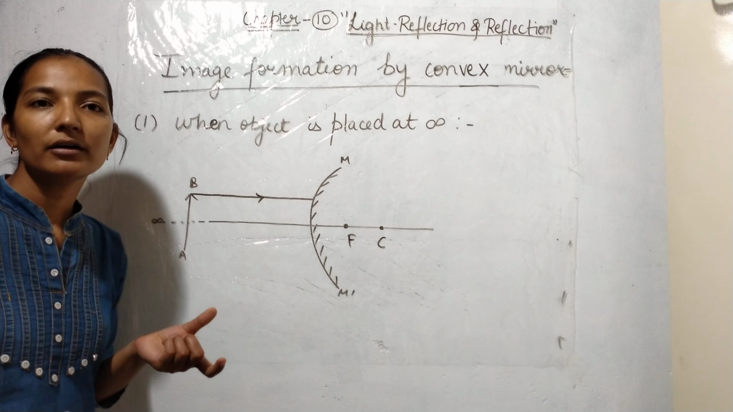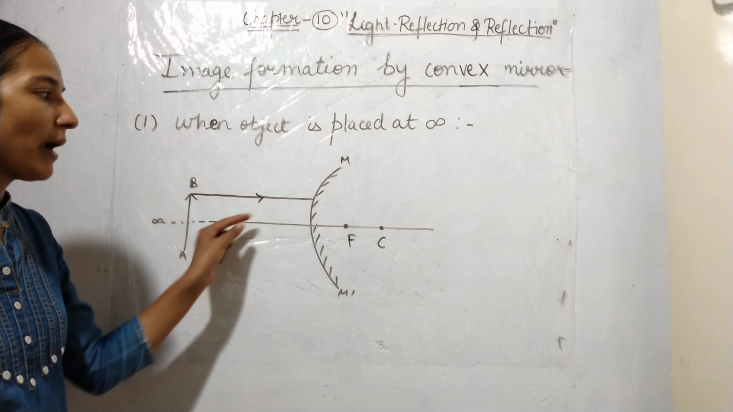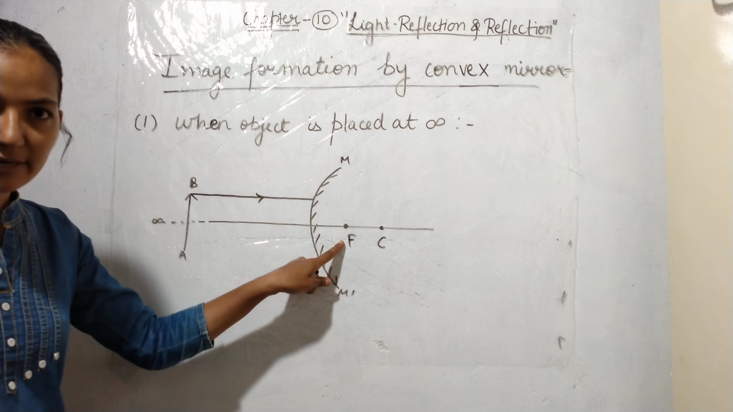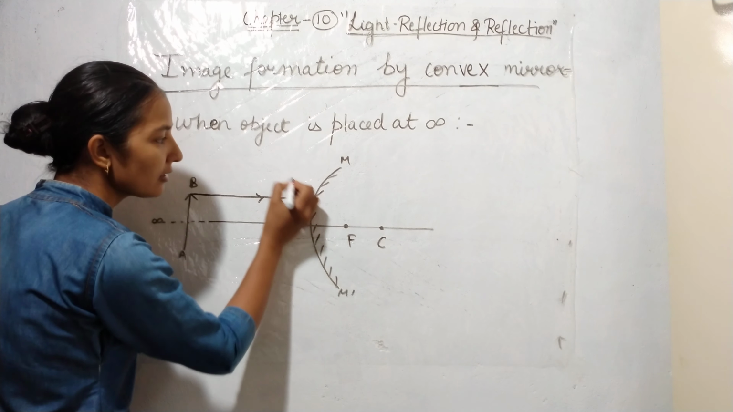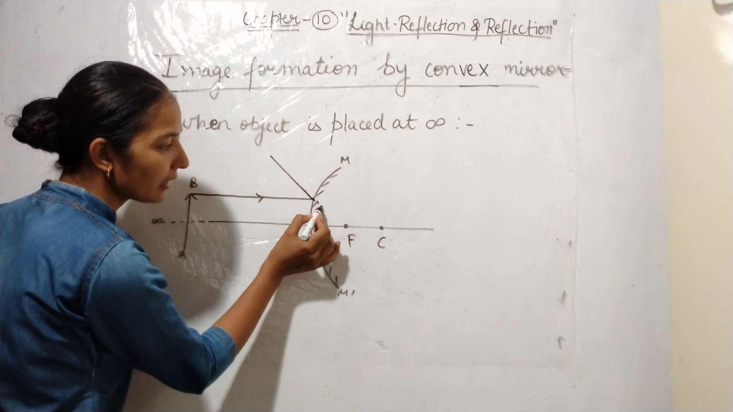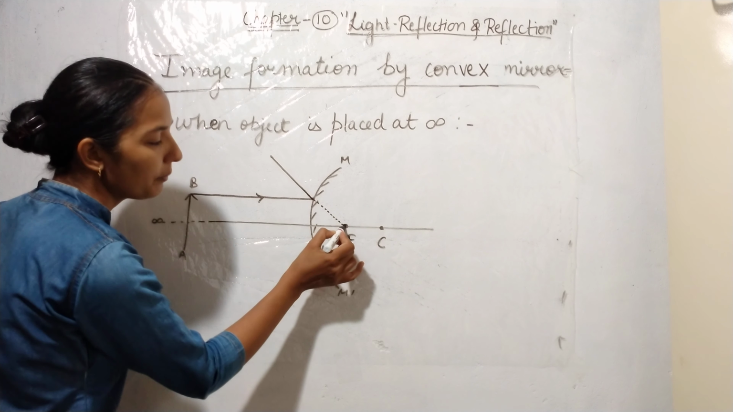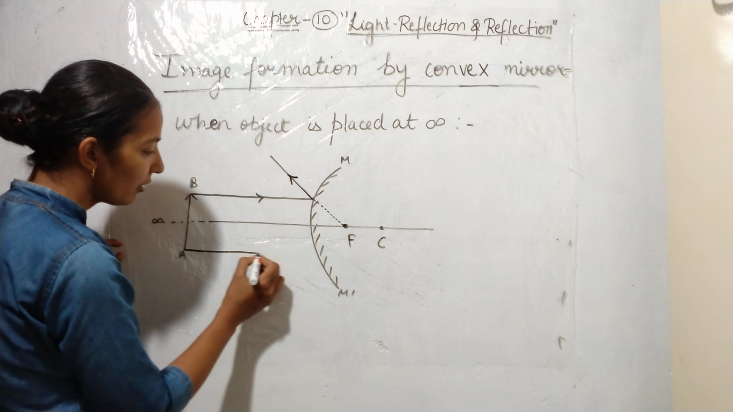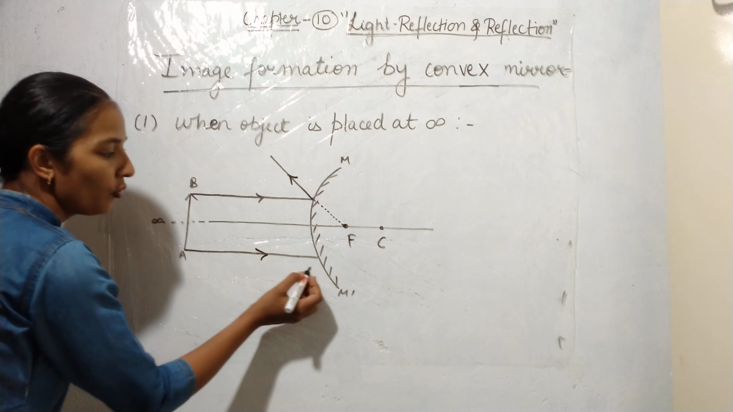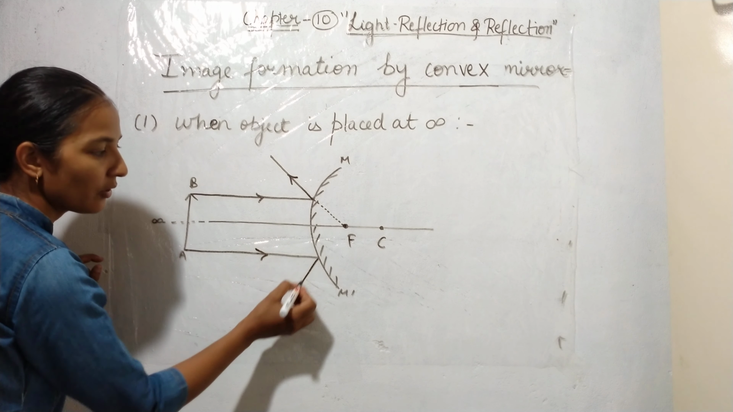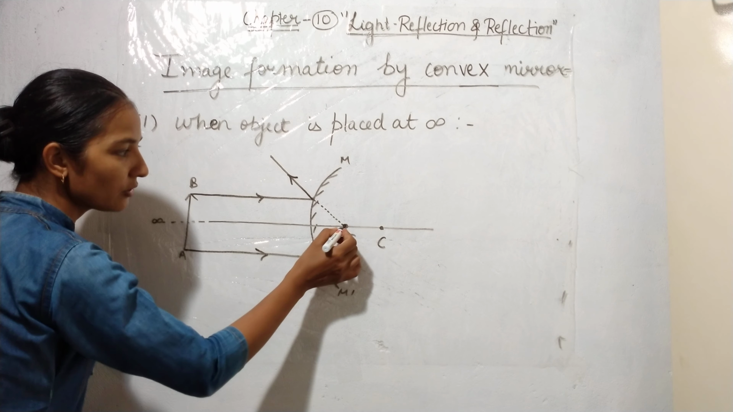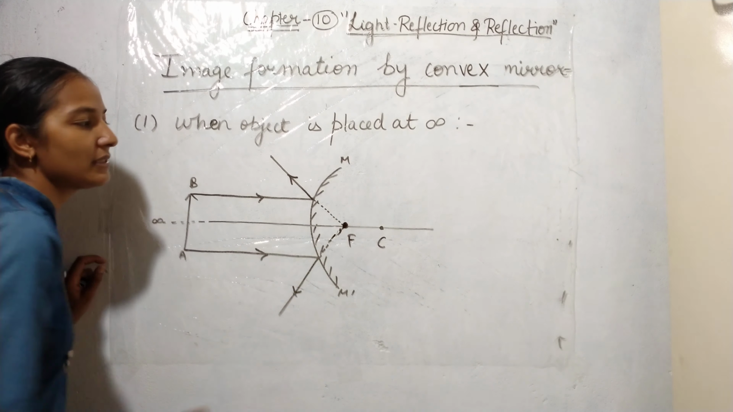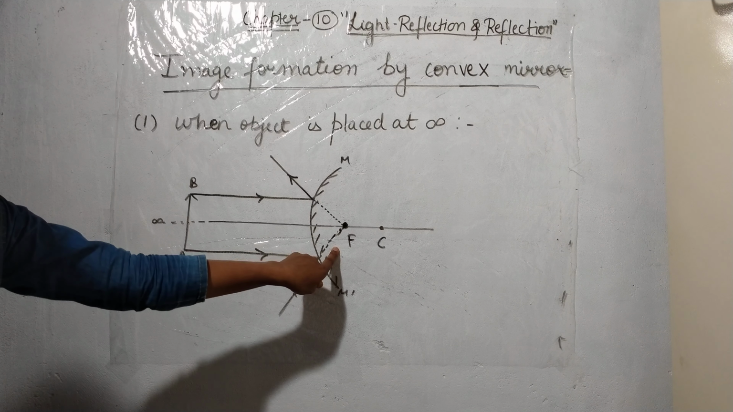So the rule is the rays which are parallel to the principal axis will pass through the focus. Since the ray cannot enter inside the focus, it will reflect in such a way that when its path is extended behind, it will appear to pass through the focus. Similarly, when we take one more ray parallel to the principal axis, it will also reflect in such a way that it appears to pass through the principal focus. In this way, we see that the image will be formed at the focus.